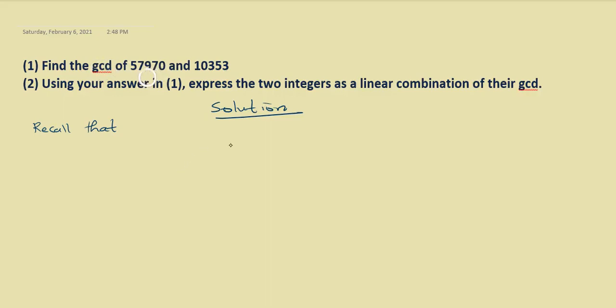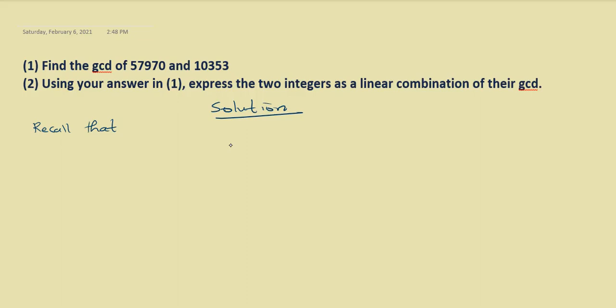Find the GCD, greatest common divisor, of 57970 and 10353. And the second question says that using your answer in 1, express the two integers as a linear combination of their GCD.